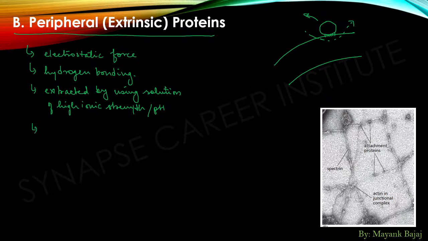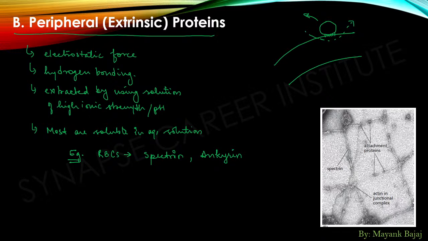And they are aqueous in nature. Most are soluble in aqueous solution, right? Okay, so the best example for them is found in RBCs. I told you that a lot of membrane studies have been done in RBCs. So the best examples for them are spectrin protein, ankyrin protein and band 4.1. These are some of the examples of peripheral proteins which are present on the RBCs, right?